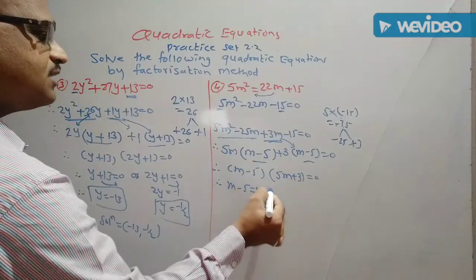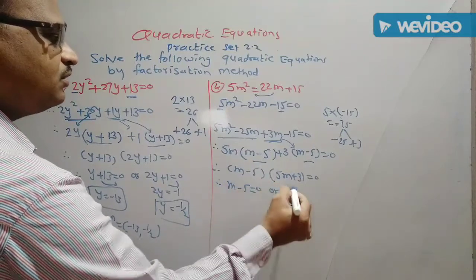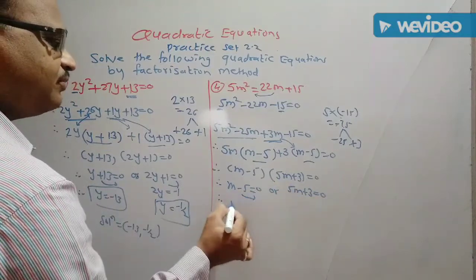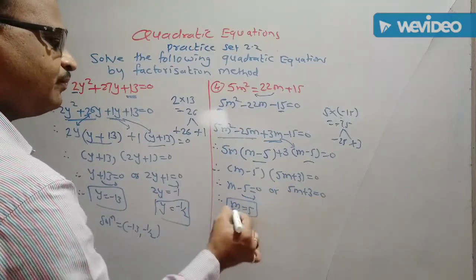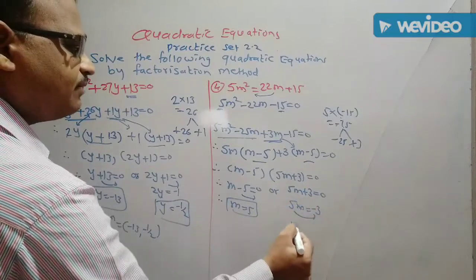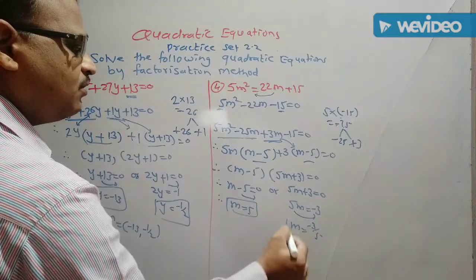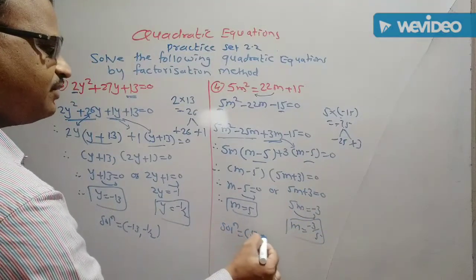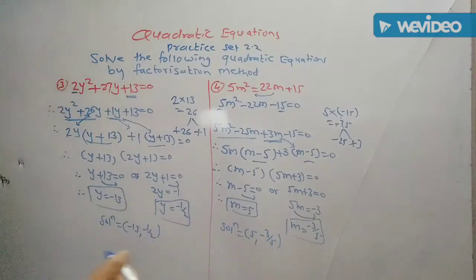Therefore m minus 5 is equal to 0 or 5m plus 3 is equal to 0. Now minus 5 gets converted to plus, and plus 3 gets converted to minus. Now multiplied 5 gets converted to division, and therefore the solution of the equation is 5 and minus 3 upon 5. These are the two examples with the same method.